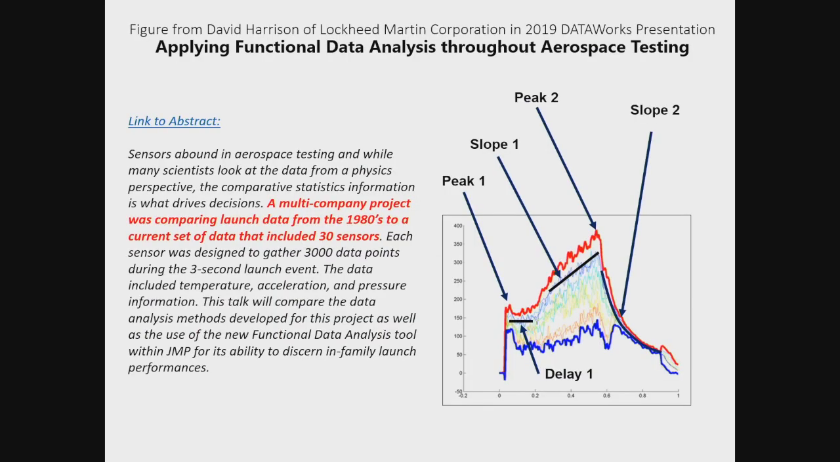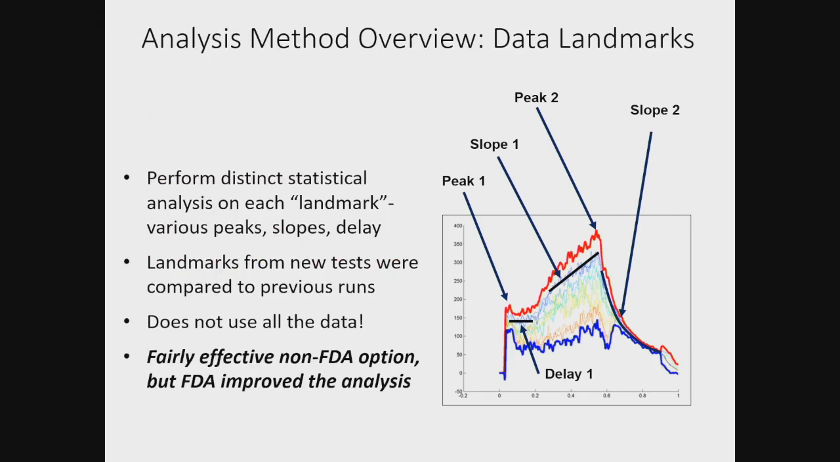Another talk that was given here back in 2019 at DataWorks was by David Harrison from Lockheed Martin, and I actually just pasted his abstract in there. You don't have to read it, so you can't read it. I'll move to the next slide. The point is, this is what their data look like. No details on what the data are, except that they had about 30 sensors on missiles that they started building in the 80s, and they're still making. So they want to compare performance over decades.